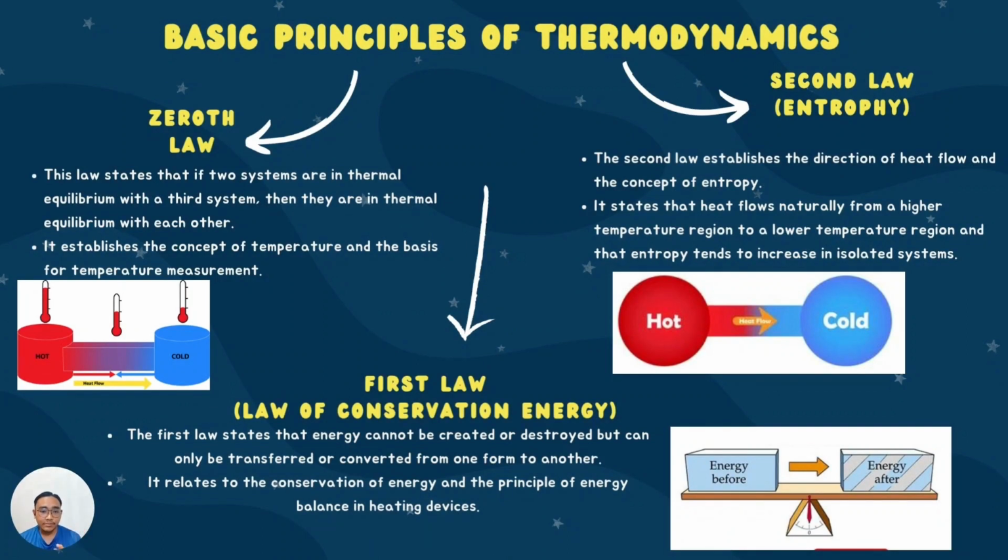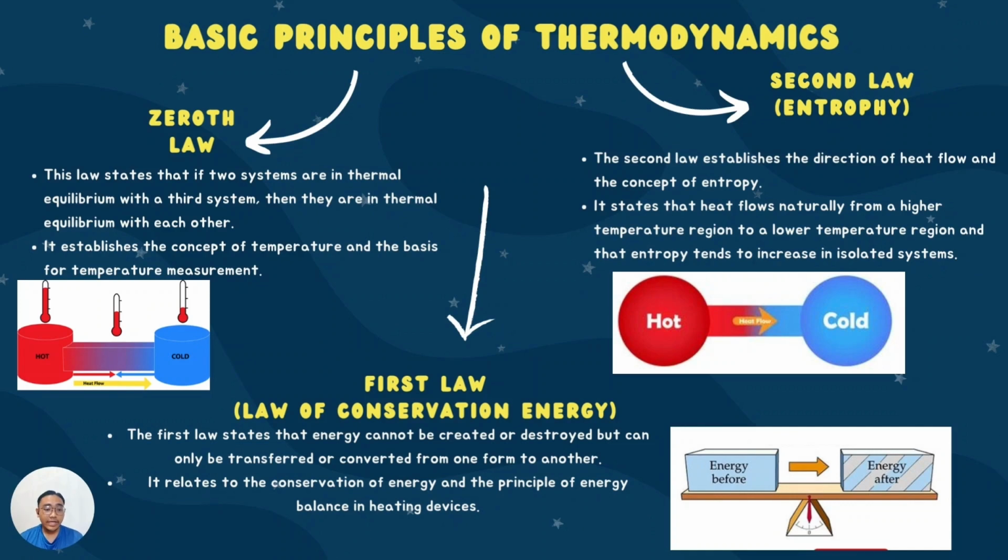Basically, in the basic principles of thermodynamics, there are three laws. First is the zeroth law. This law states that if two systems are in thermal equilibrium with a third system, then they are in thermal equilibrium with each other. This means this part and this part have the same temperature. So this establishes the concept of temperature and the basis for temperature measurement.